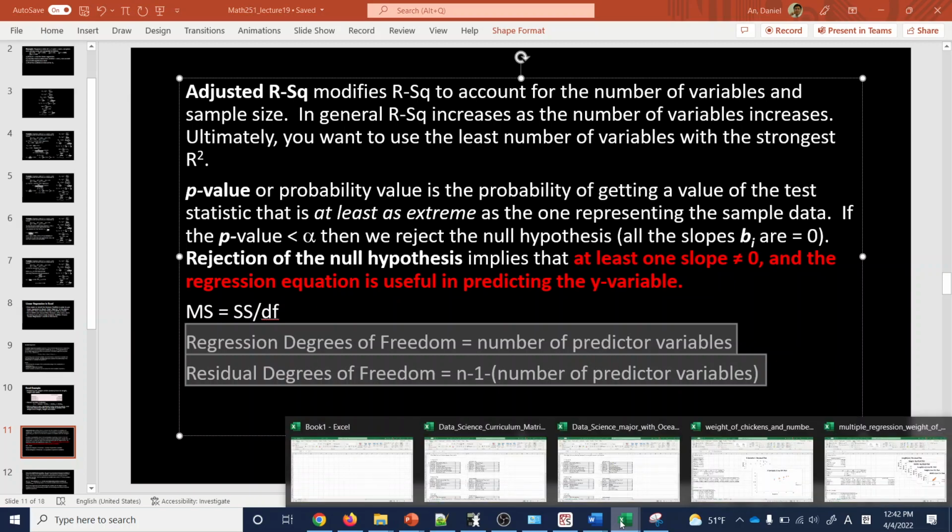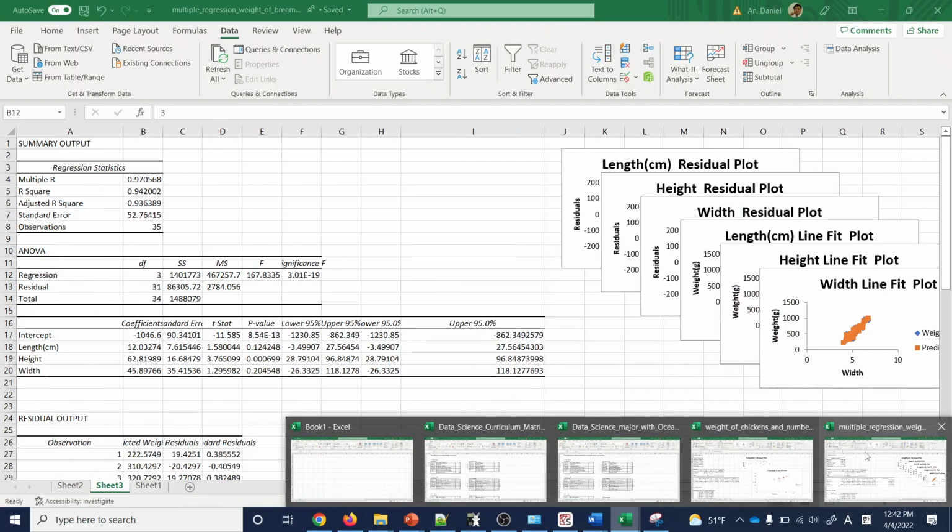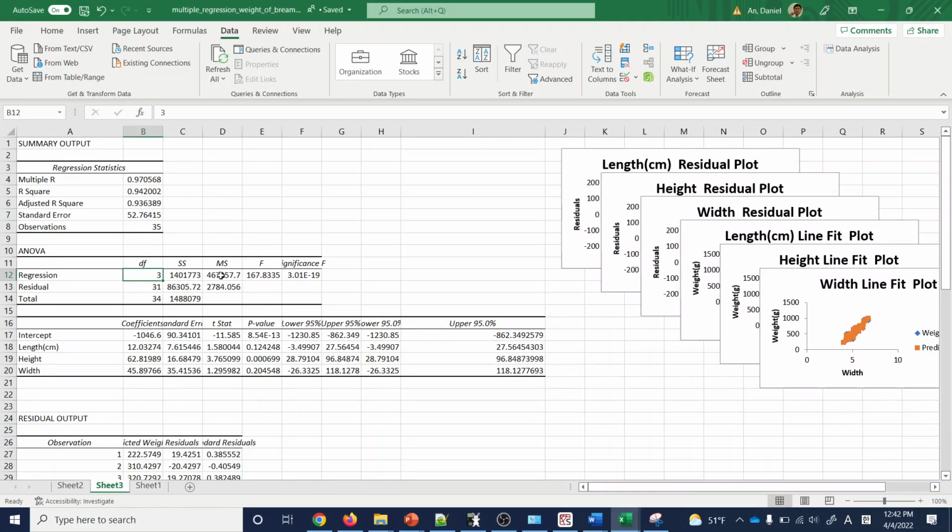And my final remark for today is this MS right here is really this value divided by 3. Okay, this value is this value divided by 31. Okay, so that's how this column is done. And I'll talk about how F is obtained and how this value is obtained in the next class.